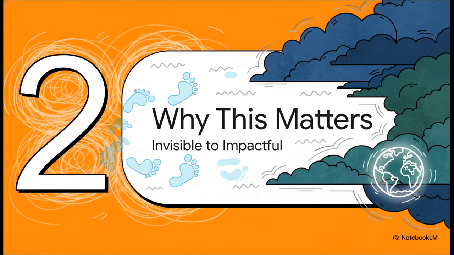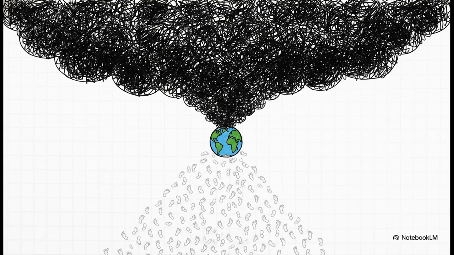Okay, so we get it. It's personal and it's invisible. But why should we even care about this little invisible footprint? What happens when it becomes something, well, massive and impactful? Because here's the crucial part. When you add up all of our individual invisible footprints, yours, mine, everyone's, they combine to create a huge, very visible problem that affects the entire planet: climate change. Our small, unseen actions together have a massive, seen effect.